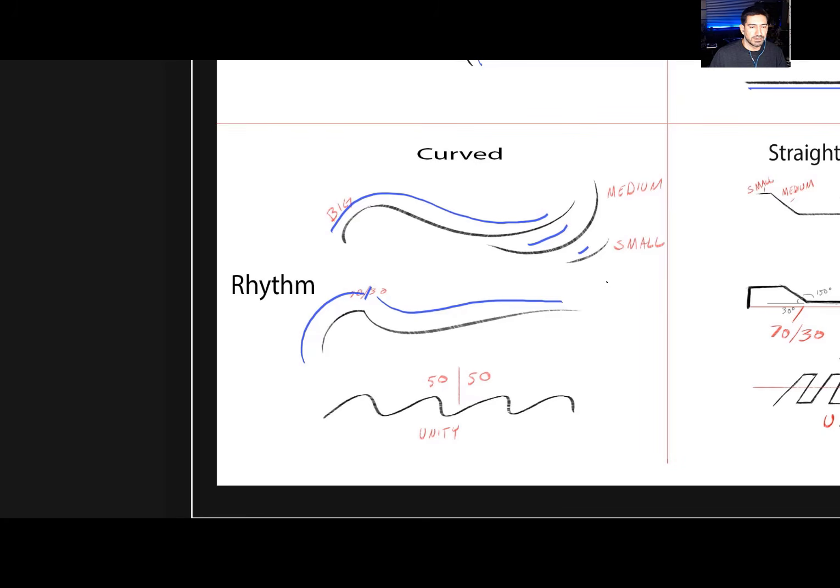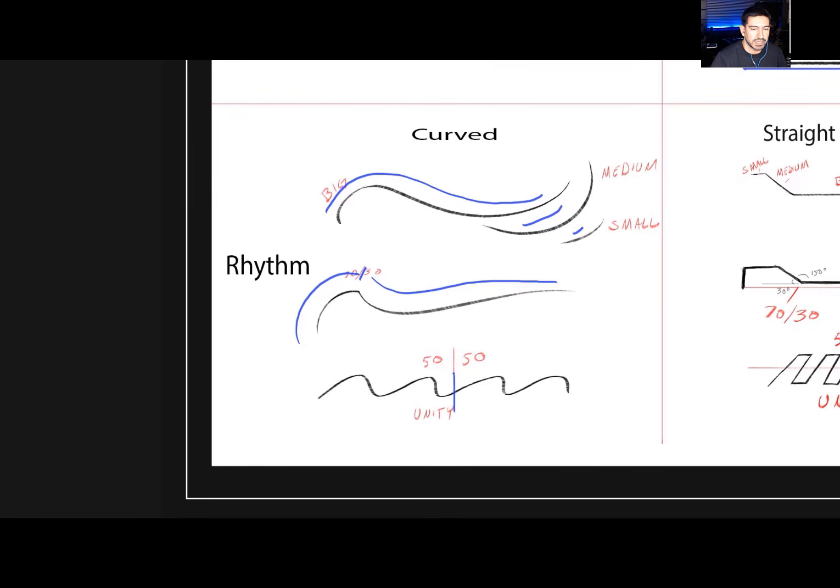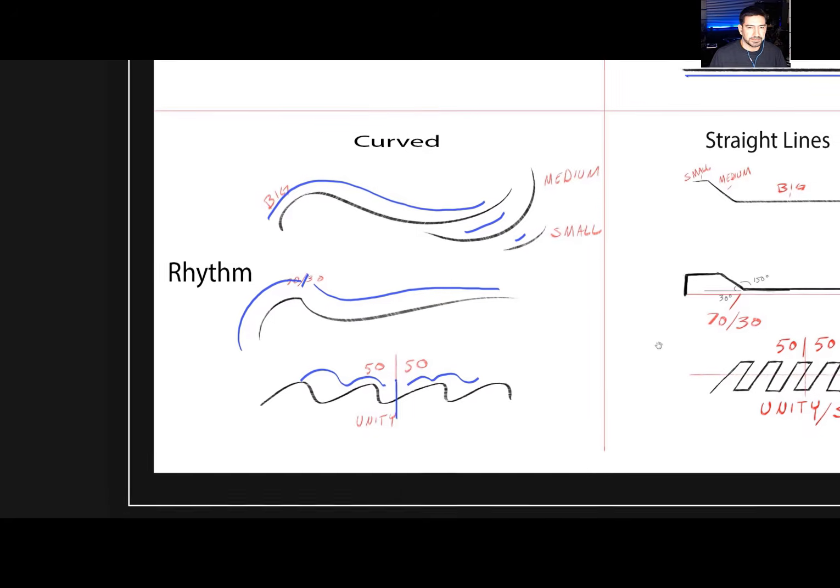So there is a rhythm here. If you follow this little one, it creates that rhythm. And if you go to the top one right here, that one has a different type of rhythm. You see that? And for the bottom one, that's just, again, 50-50. It's closer to unity, and you can see it's kind of like a wavelength.